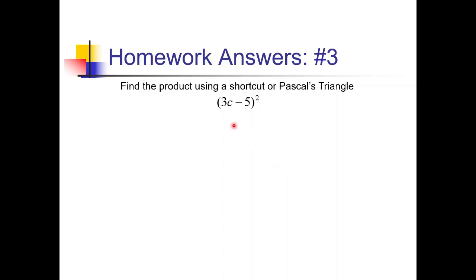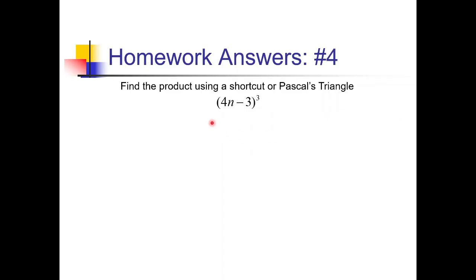On this problem, I have a squared binomial, so I'm going to use a squared plus 2ab plus b squared. So my a in this one is 3c. If I square that to get a squared, that's going to be 9c squared. To get 2ab, I have to do 2 times 3c times negative 5. So that's 6c times negative 5, which is going to be negative 30c. And then finally, to get b squared, I have to do negative 5 squared, which is a plus 25.